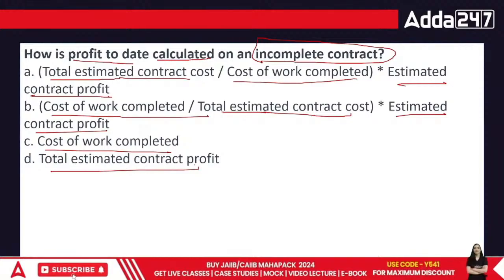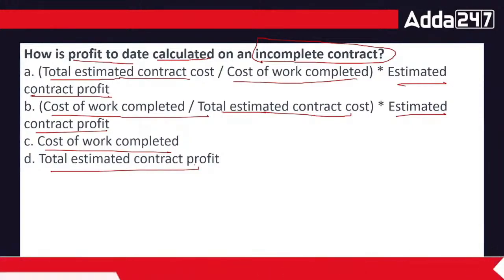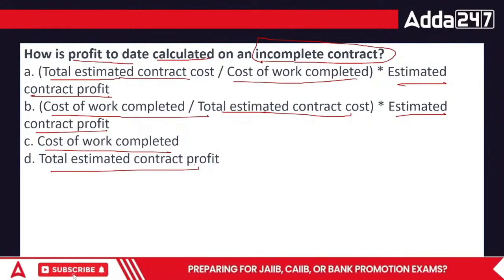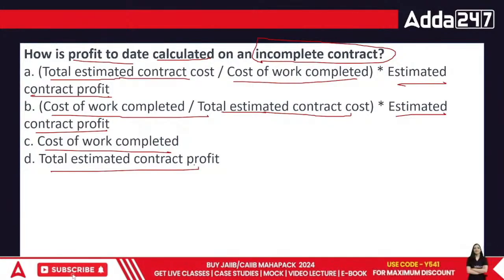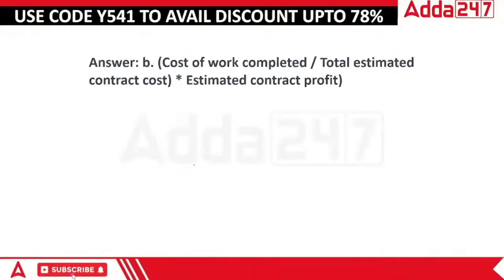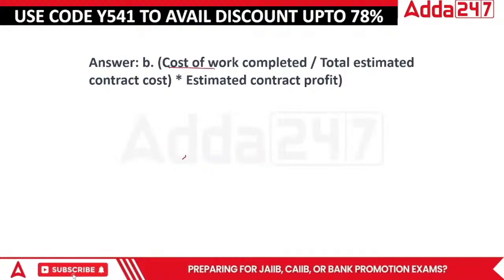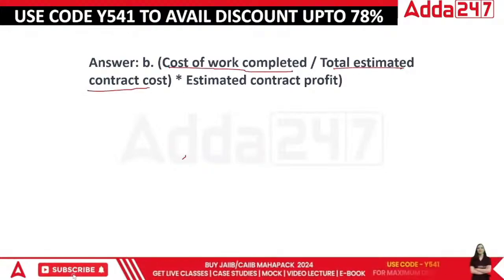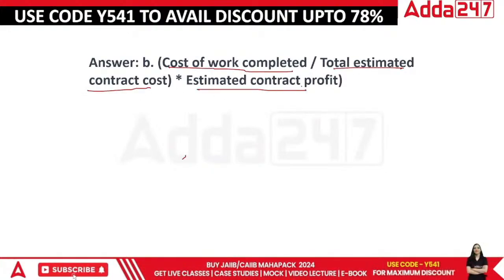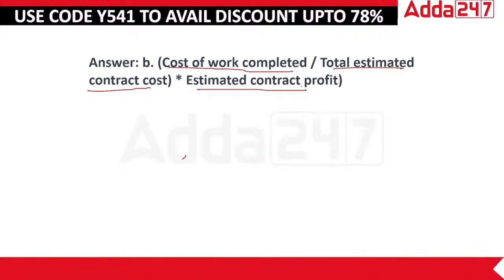If we are in the middle of completing our architectural work and someone has taken up that particular job, and if he leaves in between, who will take it up, and in how much time would that work be done? So the answer is cost of work completed divided by total estimated contract cost multiplied by estimated contract profit.